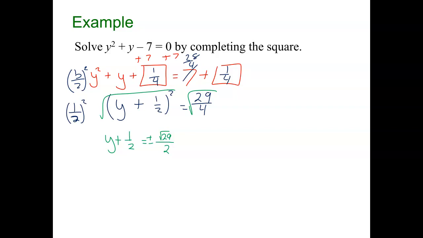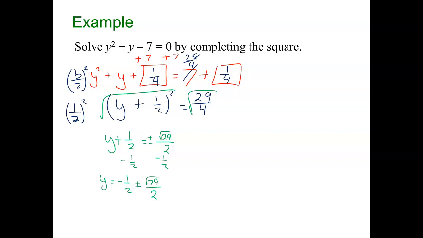Now, how do I move that 1/2? Okay, so y equals negative 1/2 plus and minus root 29 over 2. Okay, the rational number comes first, the irrational number comes second. We're adding and subtracting it anyway, so might as well put the plus and minus in the middle.